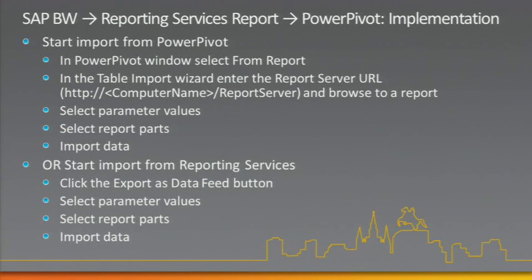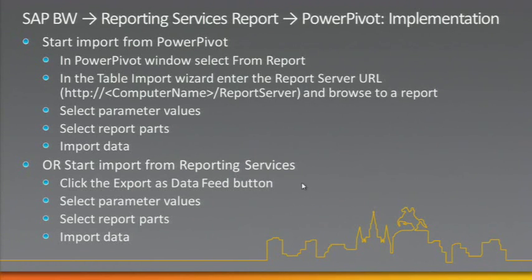There are three ways you can get data from reporting services into Power Pivot. One is from Power Pivot, you select From Report, and then you go to the report server URL, the same way you would in Internet Explorer to see your reports. Power Pivot will allow you to browse the folders in reporting services and find the report you want. If the report has parameters, it'll let you choose those parameters. Then from the report, you select the report parts that you want. It imports the data, each report part, into a separate table.